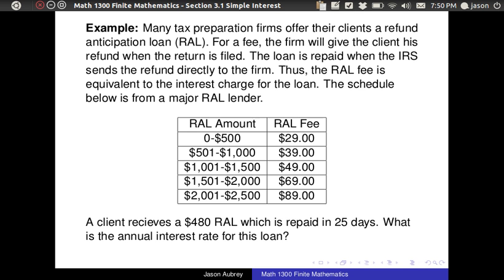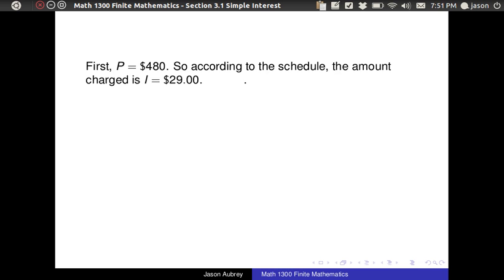Now let's say the IRS paid back that refund in 25 days, all right? The question then is, what is the annual interest rate for that loan? So what annual interest rate does that come to? And it's a pretty interesting result. All right. So P, the principal amount, is $480. Okay, according to the schedule, like we said, the interest amount charged is $29.